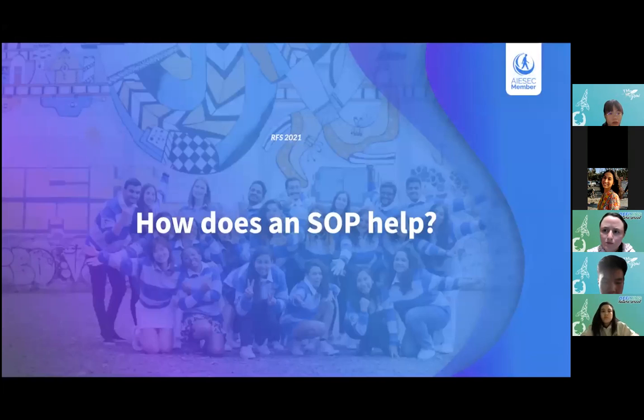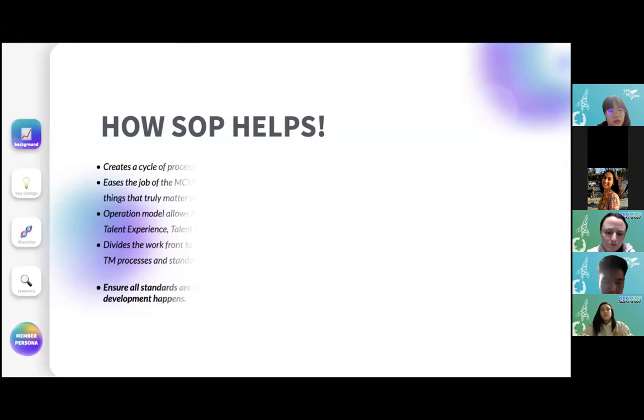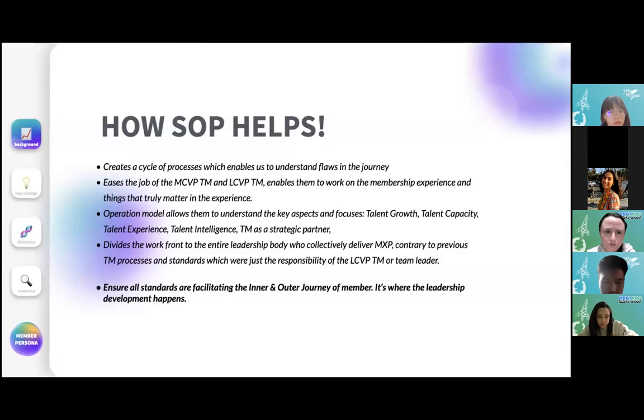Cool. Now moving ahead. How does an SOP help? We also have a little bit of understanding, because it creates a cycle of processes which enables us to understand flaws in the journey. Something that we talked about: once we have a routine set, or once we know how the funnel is operating along with the standards, if there is any problem, we can understand where the flaws are happening in the journey. Secondly, it eases the job of MCVP TM and LCVP TM and enables them to work on the membership experience.